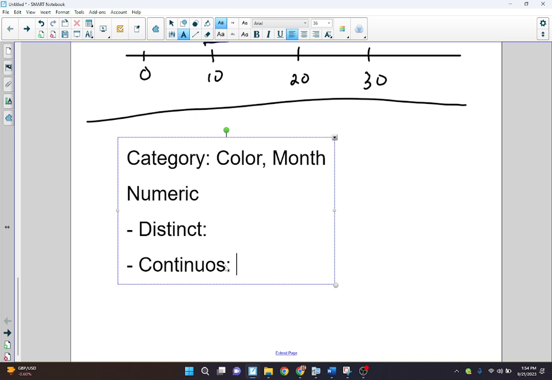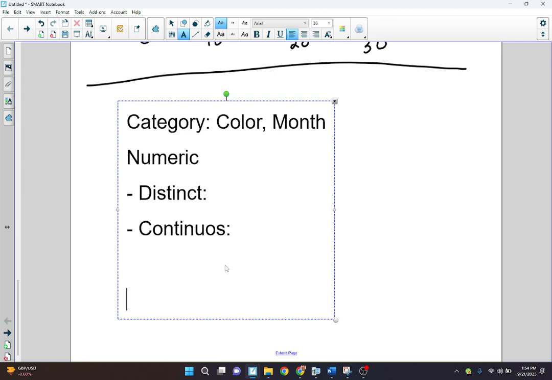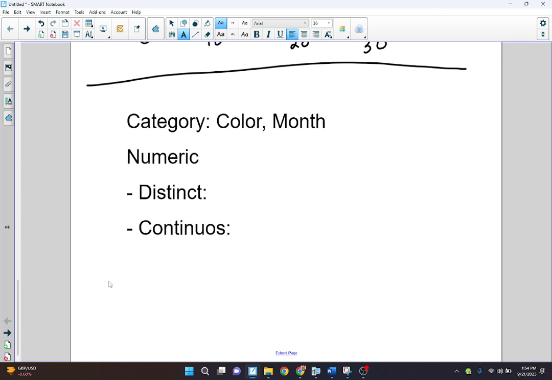And then continuous is things with decimals, so like time, money, things that you can have parts of. Okay. And I'll ask you, is this data continuous or not? Okay, and so forth.